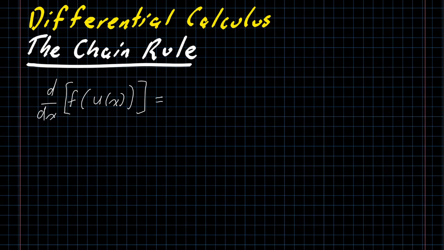But I think it's easier just to jump right to the conclusion here, which is we're going to take f prime and evaluate it at u of x, and then we're going to multiply by u prime evaluated at x. So we call it the chain rule because you chain along. You have a function inside, you take the derivative of it and you multiply it along.